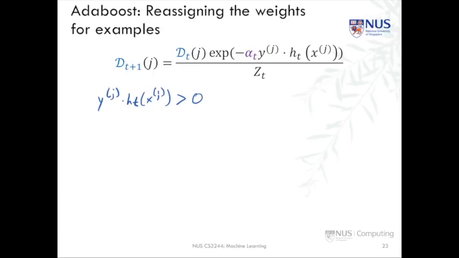On the other hand, let's say they mismatch. So for example, Yj is positive, but the classifier calls it negative, or vice versa. Then this product is negative. And when we multiply it against the weighting coefficient, because we have a negative value in front, this exponential will be large, and the weight for this training example J will increase for the next iteration.